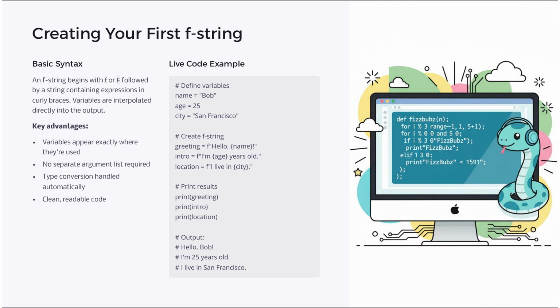An f-string starts with f or F, followed by a string with expressions in curly braces. This allows variables to be directly interpolated into the output, enhancing readability. For example, with variables like name, age, and city, you can create f-strings such as f"Hello, {name}", to produce clean, readable code without separate argument lists.